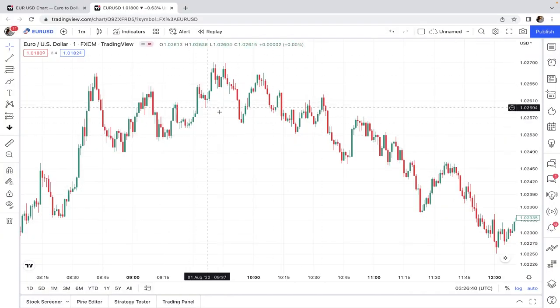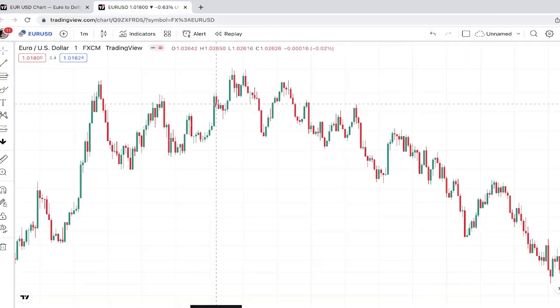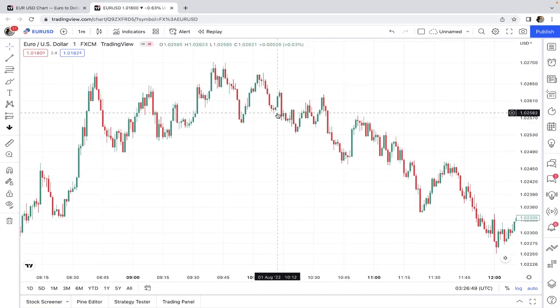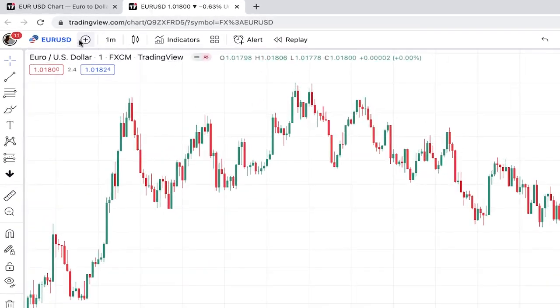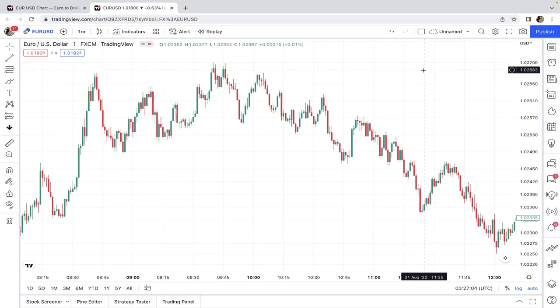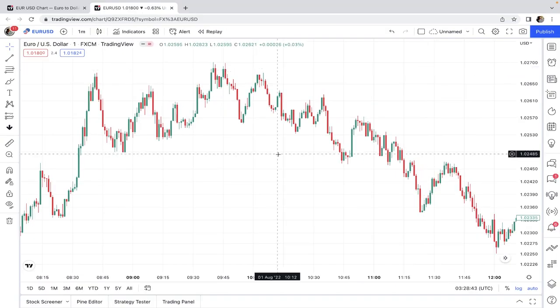Alright, as I said, this is a 1 minute scalping strategy. So here we set the chart time frame on 1 minute. This is the price chart of euro to dollar, but you can use this strategy on any other asset, whether it's Forex, crypto, or stocks. The only requirement for this strategy in terms of the asset or market is the trading volume and liquidity.